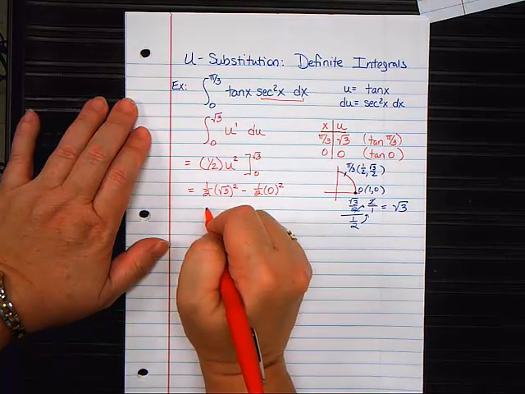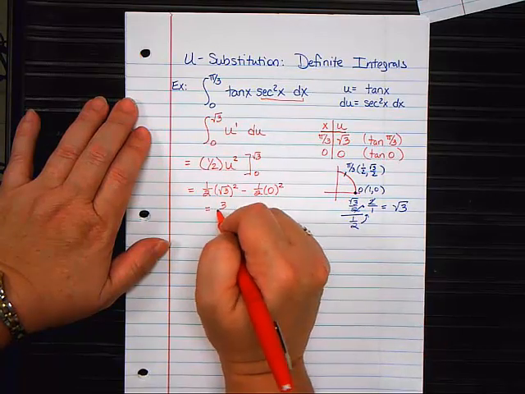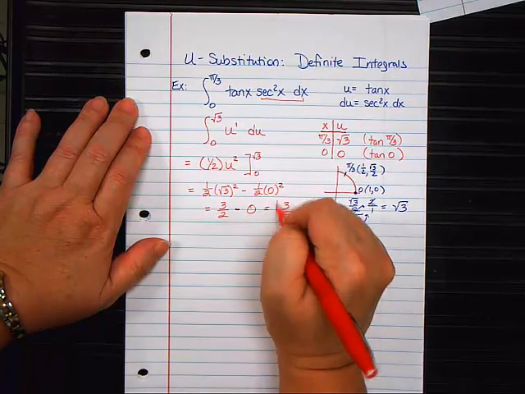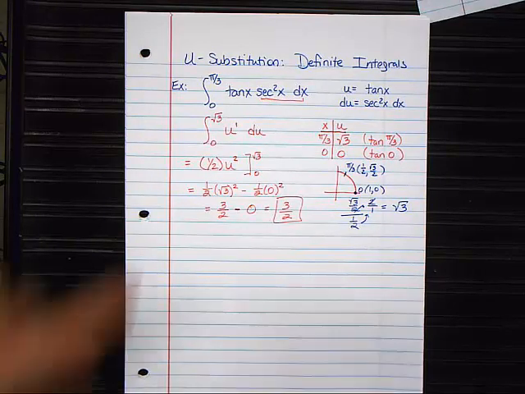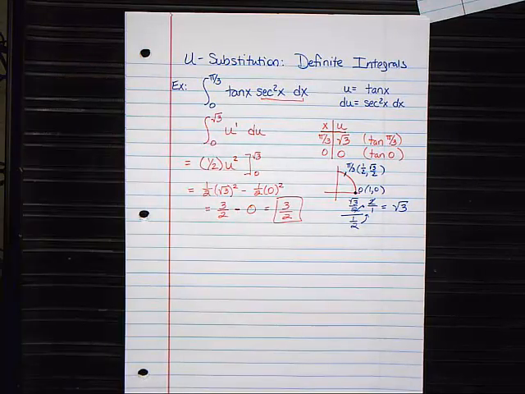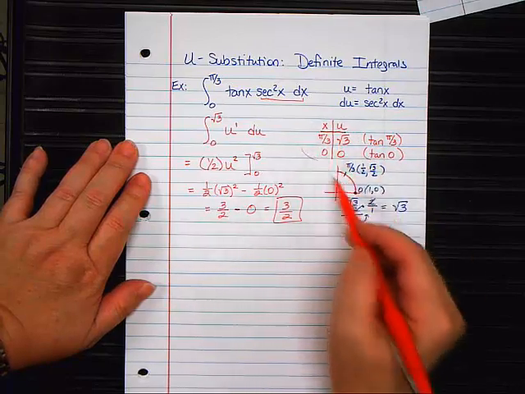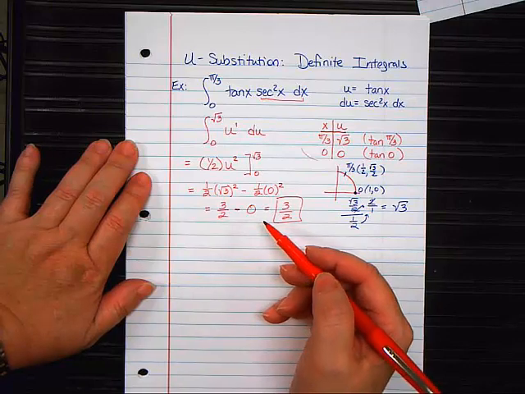And then we work that out. What is the square root of 3 squared? 3. So that's going to be 3/2 minus 0. So the answer is 3/2. It is much easier to leave it all in terms of u and plug in the u values, because it's a lot easier just to plug in the square root of 3 than having to plug into a tangent. Okay? So, recap. What did we do different? We created this chart right here, had to change the limits of integration, and then we stayed in u's all the way through. That's all that is.